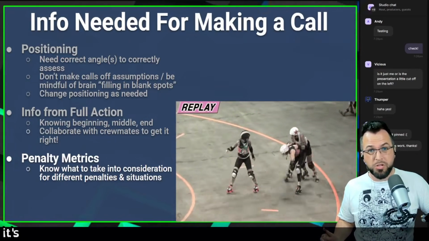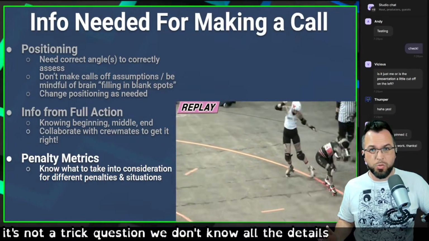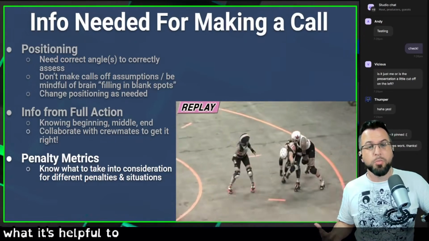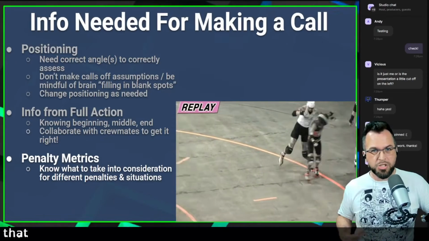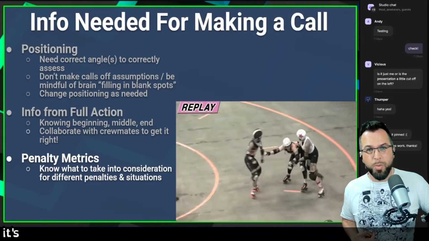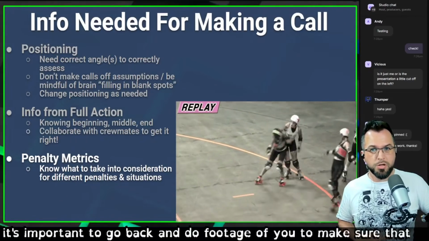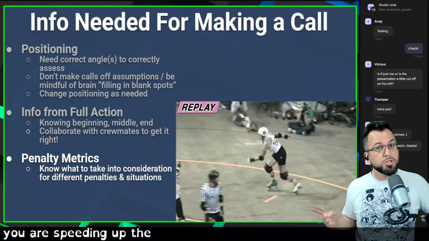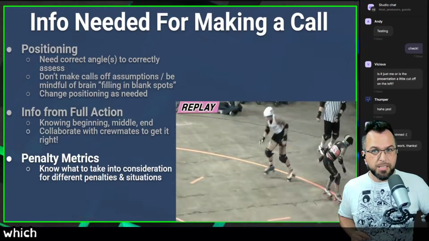It's not a trick question. We don't know all of the details here, but this is what it's helpful to think through. The more you do it, the faster that this translation can become. It's important to go back and do a footage review to make sure that you are speeding up the process and not just running from assumption, which nicely leads into impact.